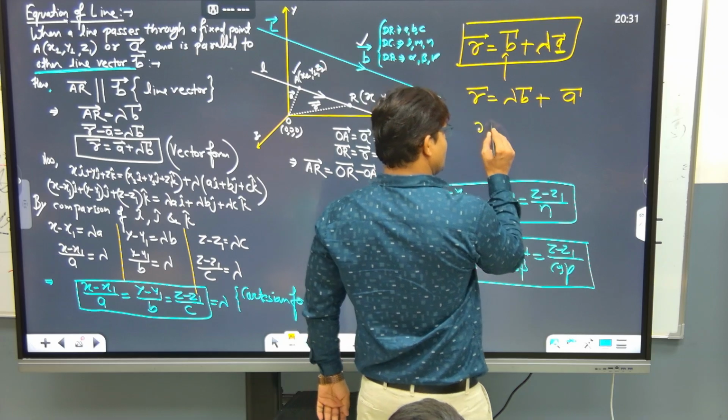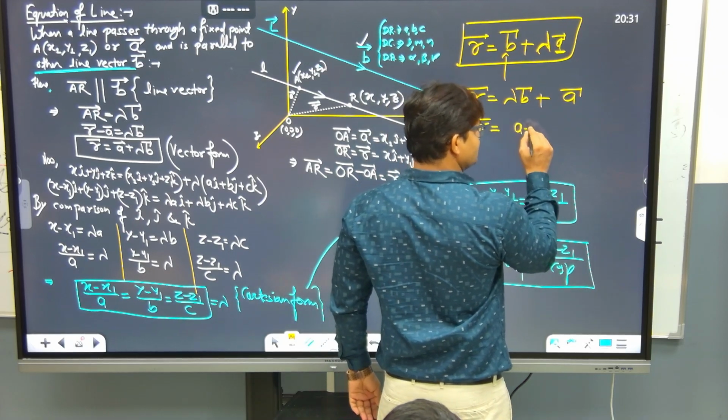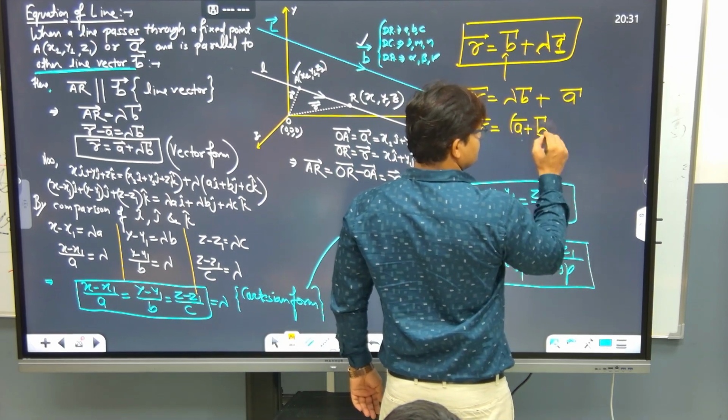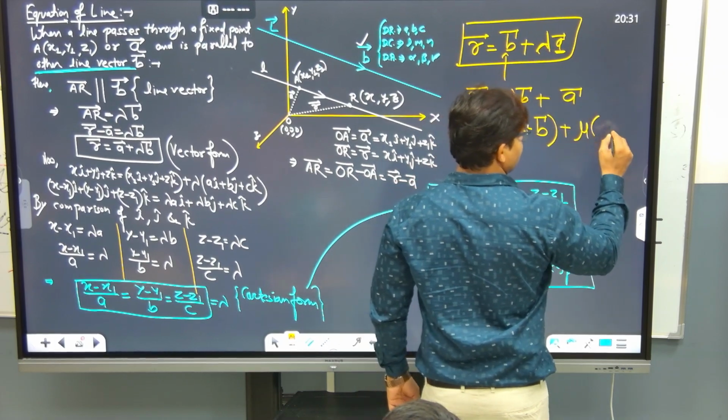If we have that type of vector like r equals a plus b plus mu of c minus d.